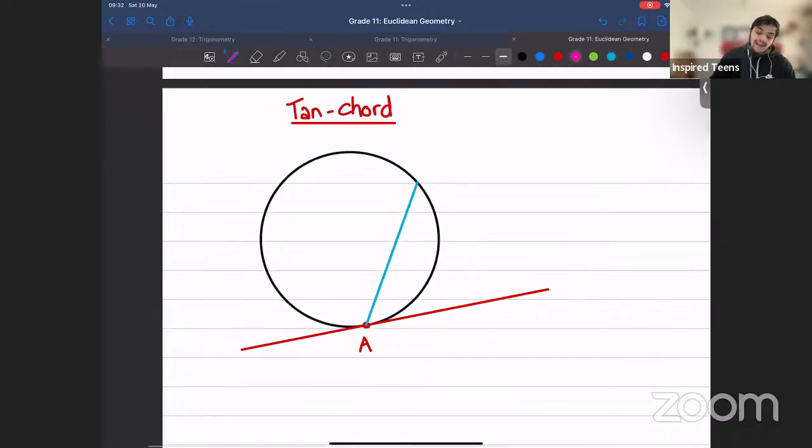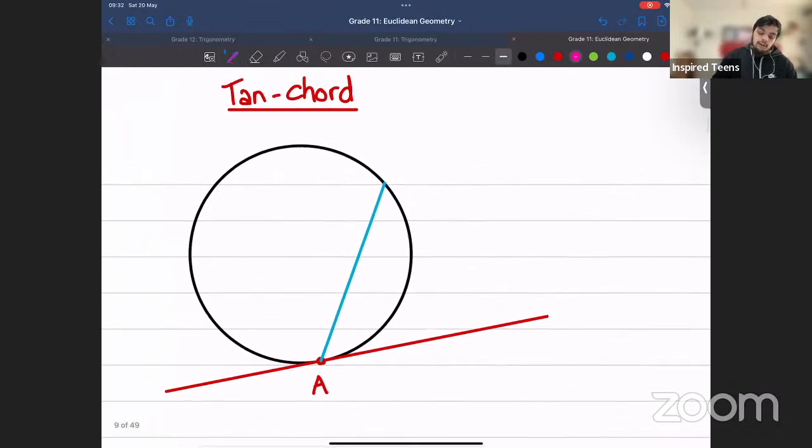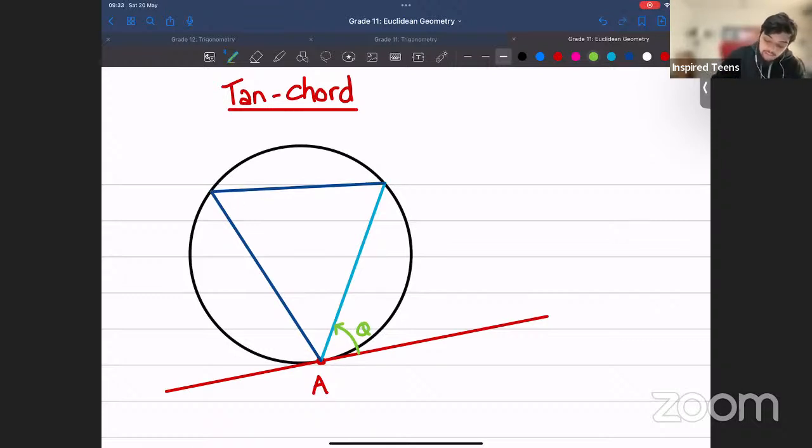And what the tan chord theorem says is that the angle between the tangent and a chord drawn from that point of contact of the tangent with the circle, this angle here between the tangent and the chord, let's call it theta, is equal to the angle subtended by that chord. The angle subtended by this chord would be any angle that's subtended from here. So let me subtend an angle here. It would be something like this. So in fact, this angle here is theta.